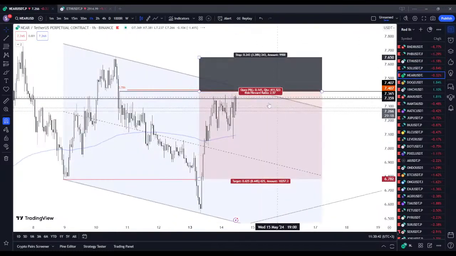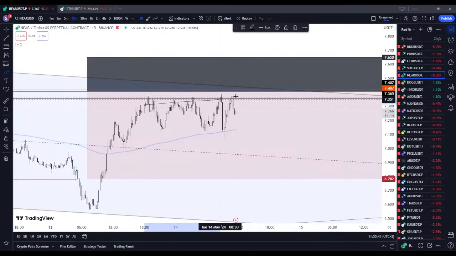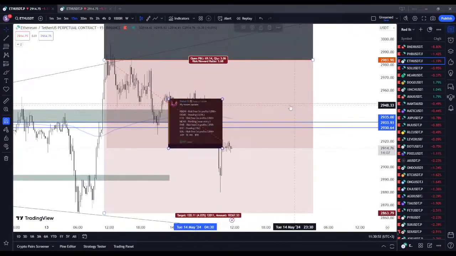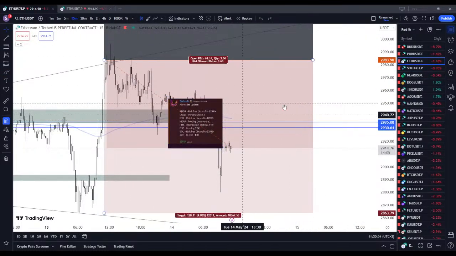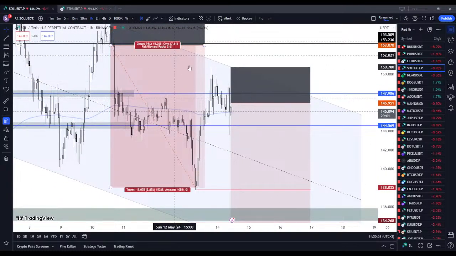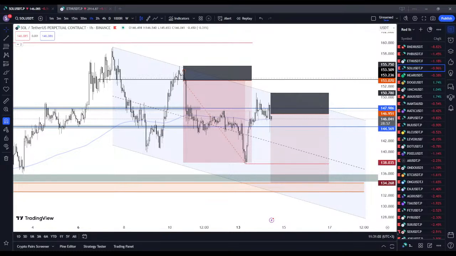Near, it's trying to front run me, but same stuff. I think it's a megaphone pattern here. You can see it quite well. Then Ethereum, I said about this one, I'm sorry, I wanted to say Solana. Solana, you can take this short here. We have a clear descending channel and the price is showing a lot of weakness.